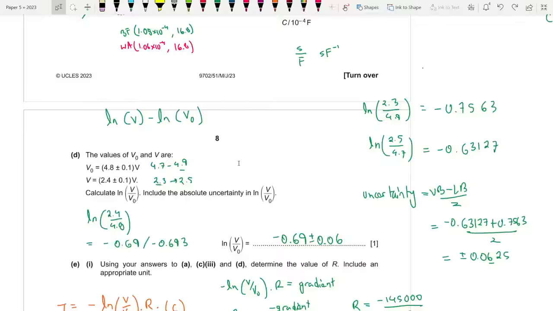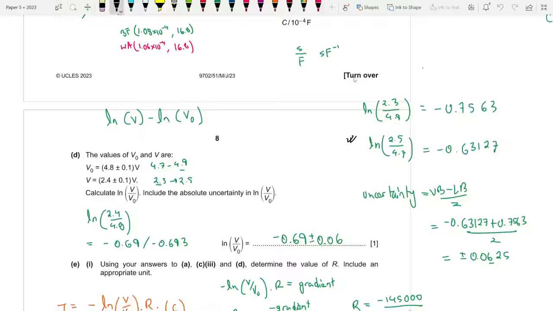So ln v by v naught is basically, if you think of the upper bound, the value of v naught varies from 4.7 to 4.9 and the value of v varies from 2.3 to 2.5. Now, if you want the upper bound, what do you need to do? You need to take a big numerator and a small denominator. That's why I chose 2.5 on top and 4.7 below. That gives me the highest possible value of ln v by v naught.